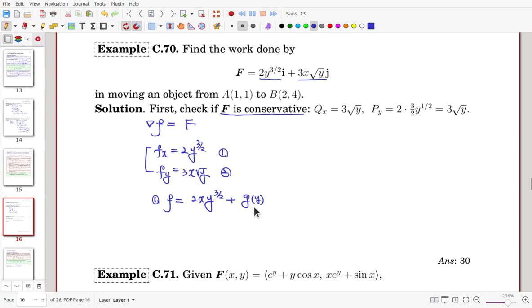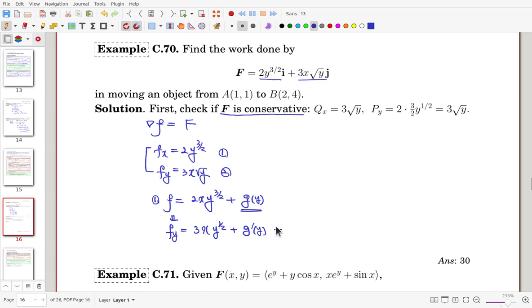Okay. Now we have to find this term. So from here, we take the y derivative. Then now we put it out. So it changes the 3 and x and y. That one must be y to the 3/2 power plus g prime y.